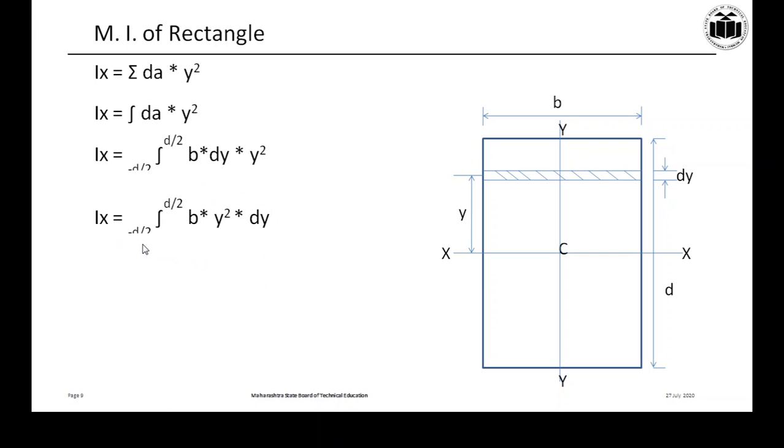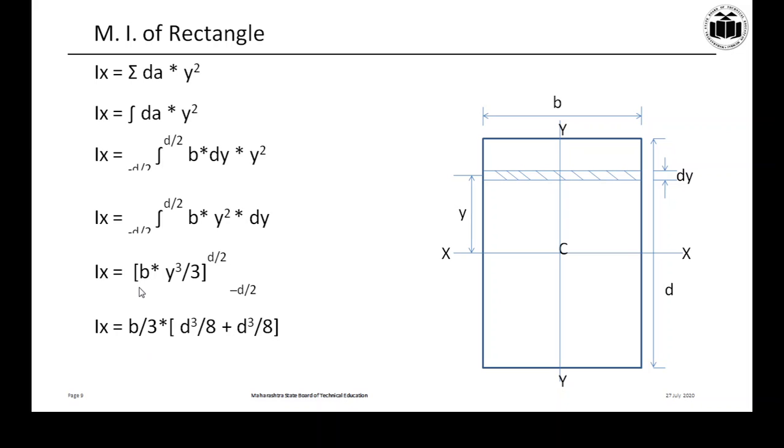So Ix is equal to the integral from minus d by 2 to d by 2, rearranging, b y square dy. So Ix is equal to, now integrating, b is constant, it is kept as it is. Integral of y square with respect to y is y cube divided by the same power 3. Lower limit minus d by 2, upper limit d by 2.